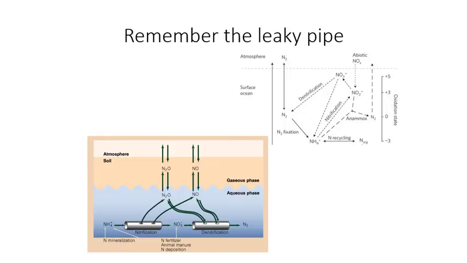Recall the leaky pipe model. When we load more usable forms of nitrogen into a system, we also increase all the processes in the nitrogen cycle. We increase the rates of nitrification, denitrification, and anammox. Recall that nitrification and denitrification are not 100% efficient. And so if we increase nitrification and denitrification, we will also increase the release of nitrous oxide and nitric oxide.